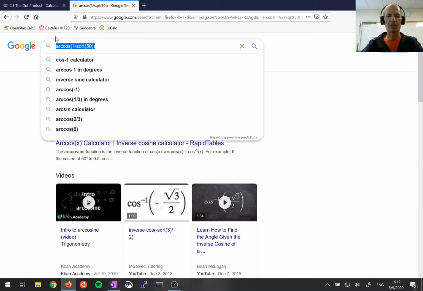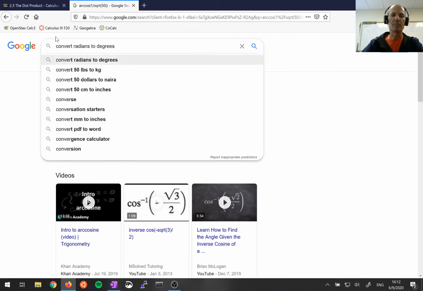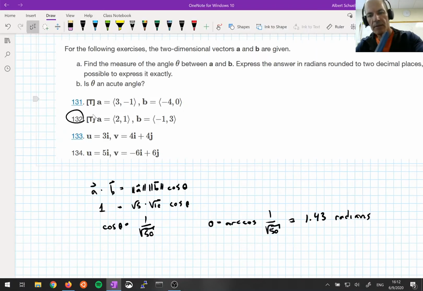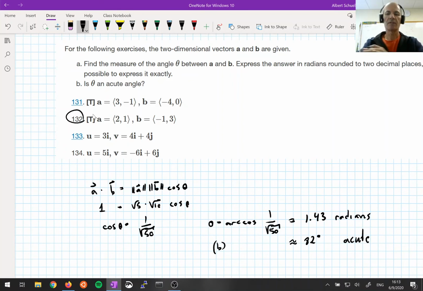So let's convert these radians to degrees, and we had 1.43 radians. That works out to be about 82 degrees, 81.9, 82 degrees. That's acute. So this is an acute angle as the answer to part B, because the angle between them is less than 90 degrees.